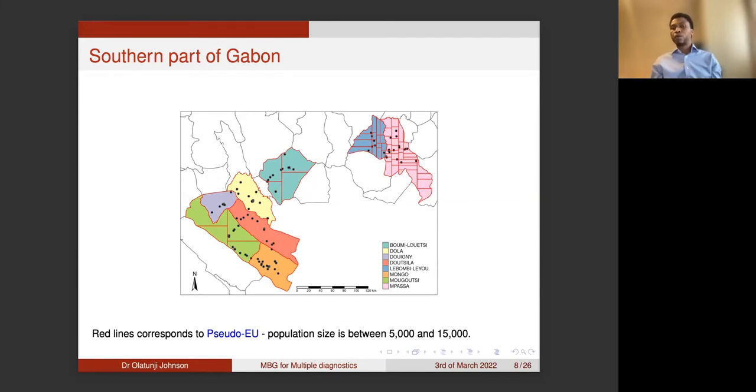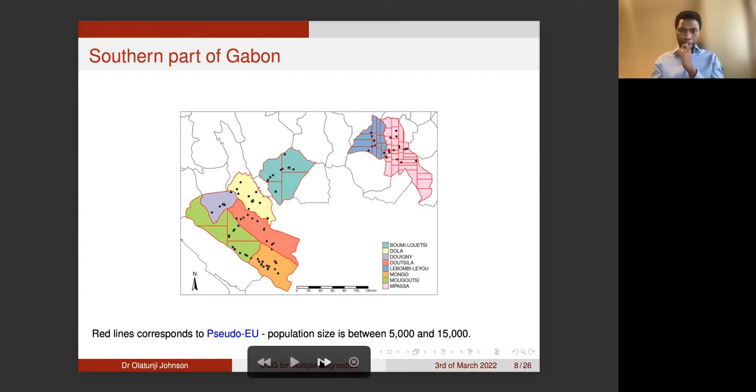So the red line is the pseudo-EU. And what I've done there does not represent any district in Gabon. Basically, I've only sat down and drawn lines on the map, trying to cut it such that I have a population of between 5,000 and 15,000 in all the pseudo-EUs, which are the red partitions that we have there. So basically, that's what I've done. And the obvious reason is because the regions are large and heterogeneous; a particular district could have a mix of rural and urban settings. So that is one of the reasons why we have to come up with smaller districts, basically, to make our inference.